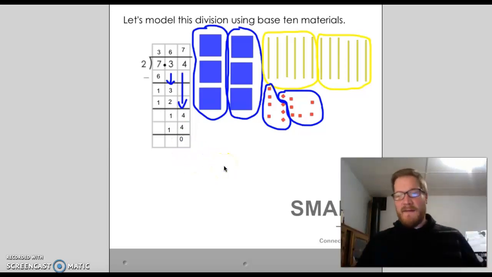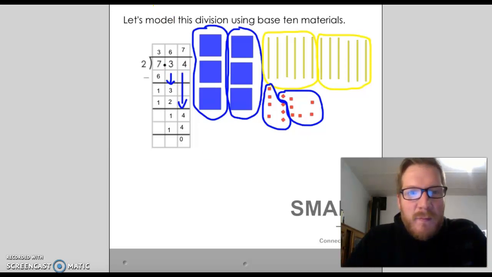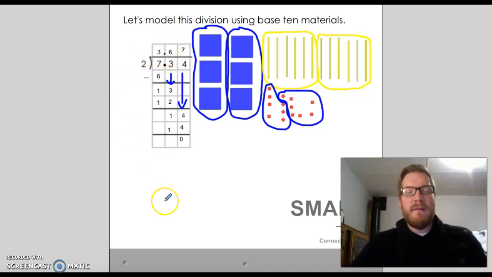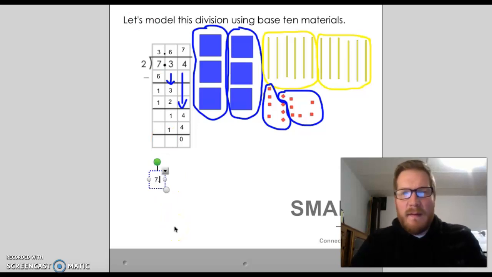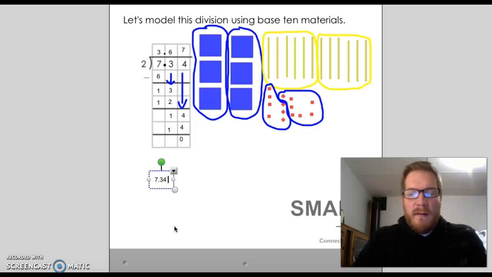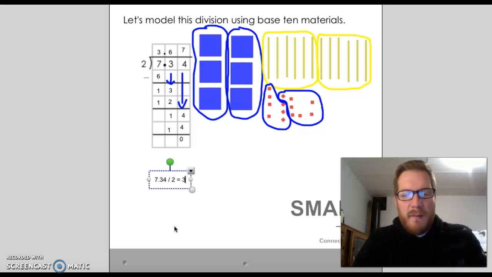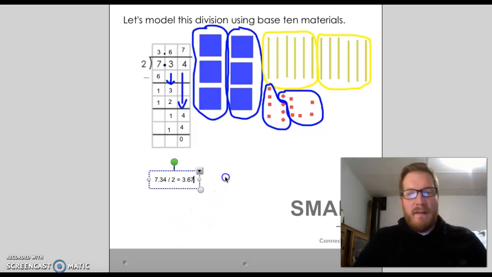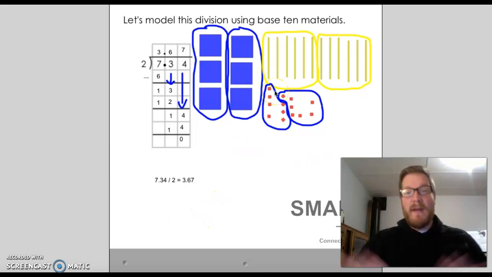Technology is great and it looks neat, but the last thing that we need to remember to do is make sure that we bring the decimal up here, because if we're saying 7.34 divided by 2, that's going to equal 3.67. And so that's our way to show that.